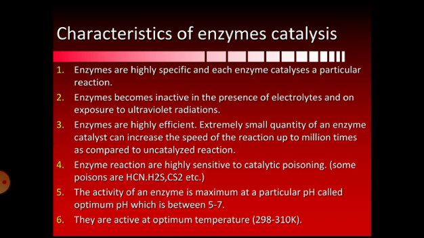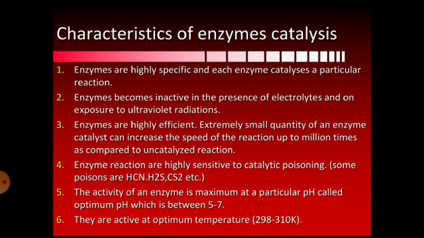Next, the activity of an enzyme is maximum at a particular pH called the optimum pH, which is between 5 to 7. We know that the pH of the human body is how much? 7.4. So the activity of the enzyme is maximum in the pH range of 5 to 7. This range is under acidic conditions only. So the activity of enzyme is maximum under acidic conditions, you can say that.